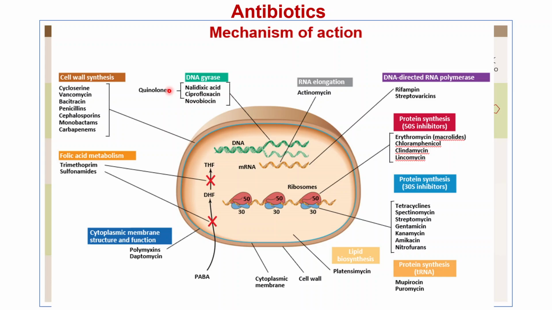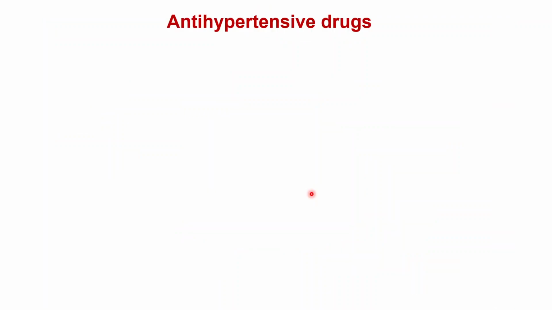So these are the different mechanisms of action by which the antibiotics work, and different examples. Remembering these examples is very important. You have to remember which antibacterial agent works by which mechanism of action, and so on.